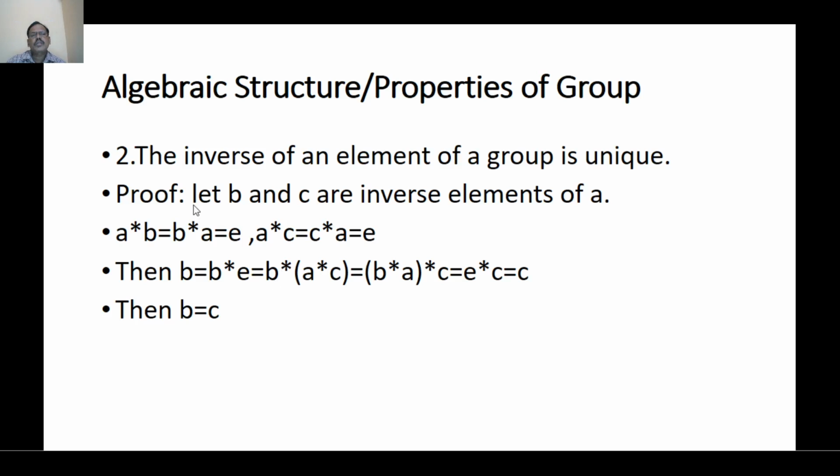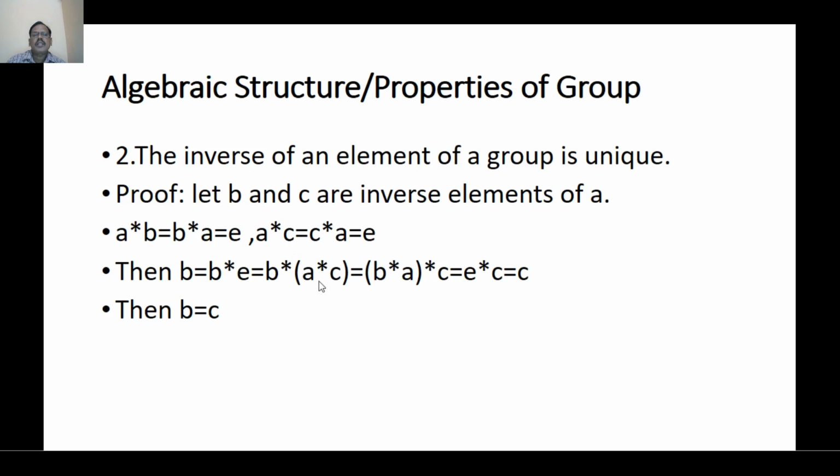Suppose B and C are the inverse elements of A. So here in this group, suppose A has two inverse elements B and C. By the property of inverse elements, A star B is equal to B star A is equal to E, and A star C is equal to C star A is equal to E. So let B is equal to, we can write B as B star E, because E is the identity element. B is equal to B star E. This is equal to B star A star C, since A star C is the identity element. So in place of E, we write A star C.